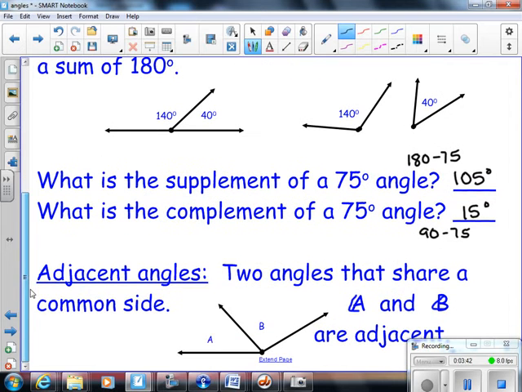Okay, a term that you need to be familiar with is adjacent. Adjacent angles are two angles that share a common side. I can say that angle A and angle B are adjacent. They share a common side. And this is the little angle symbol. Angle A and angle B are adjacent because they share a common side.